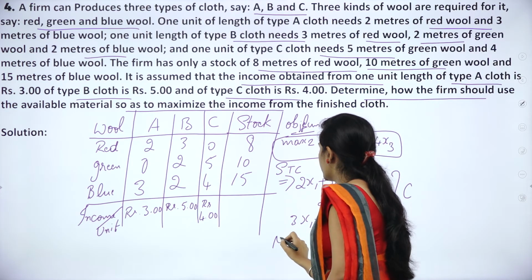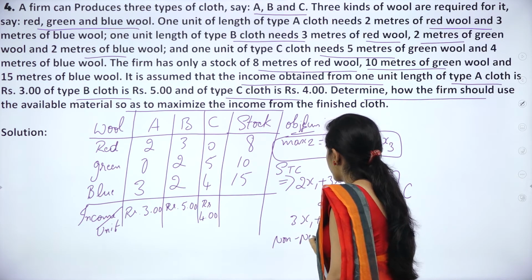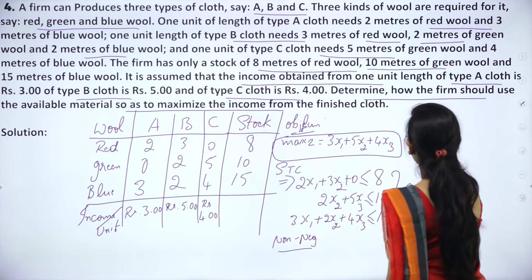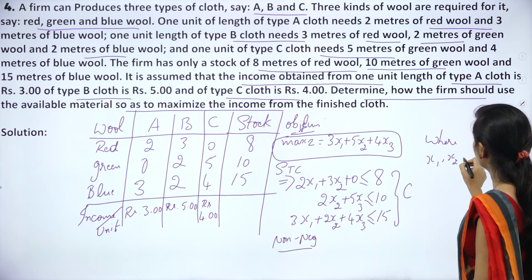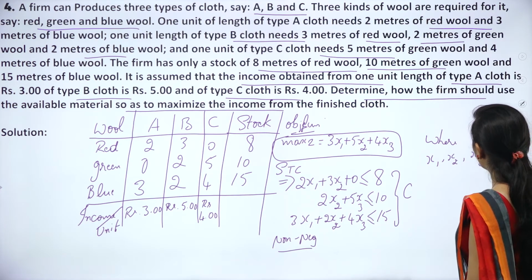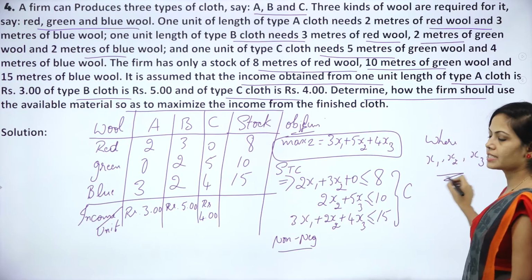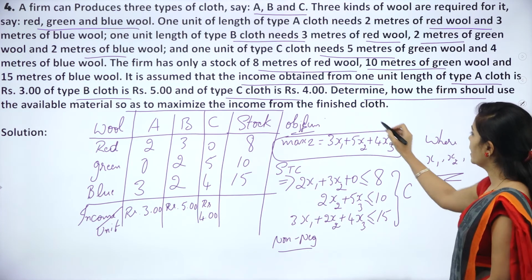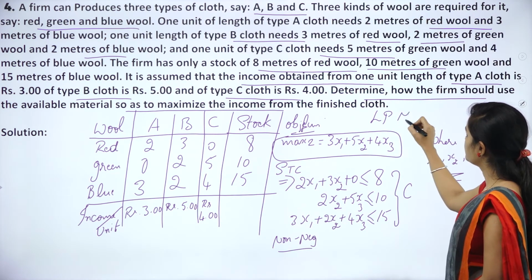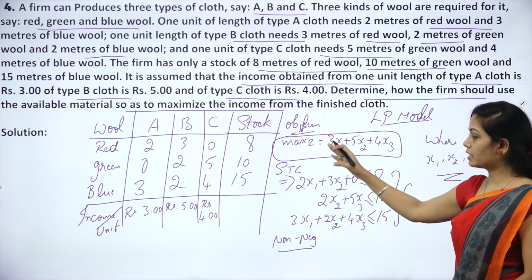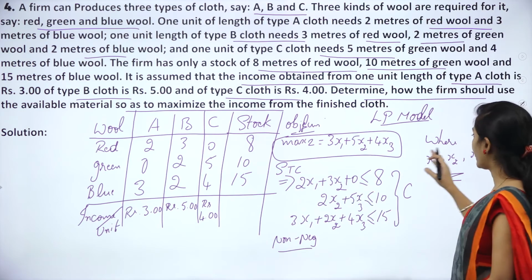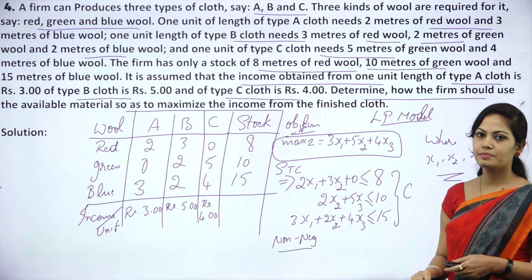And the non-negativity constraints, where x1, x2 and x3 are greater than or equal to 0. So this is your LP model. First write the objective function, subject to constraints and non-negativity constraints.